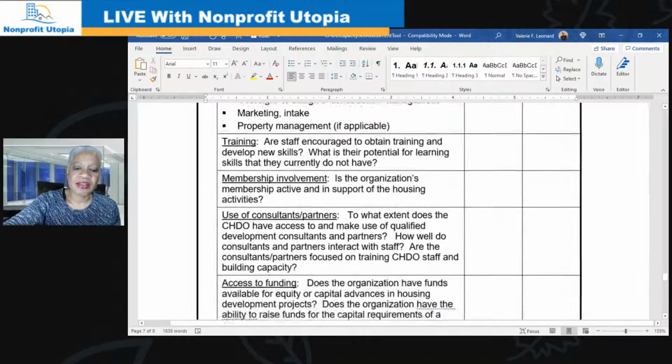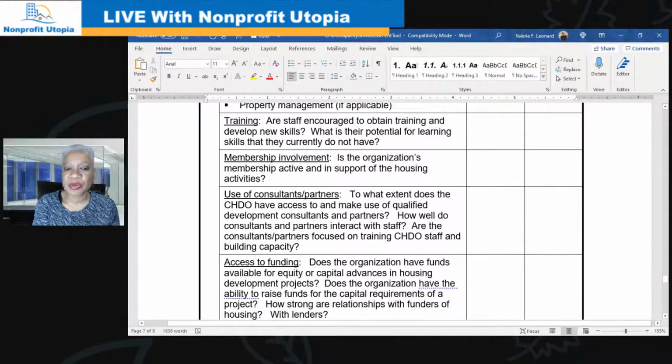Training. Are staff encouraged to obtain training and develop new skills? What's their potential for learning skills that they don't have? And you might also want to look too at how much money the organization is prepared to spend on training. Another question is, is the organization's membership active and in support of the housing activities?